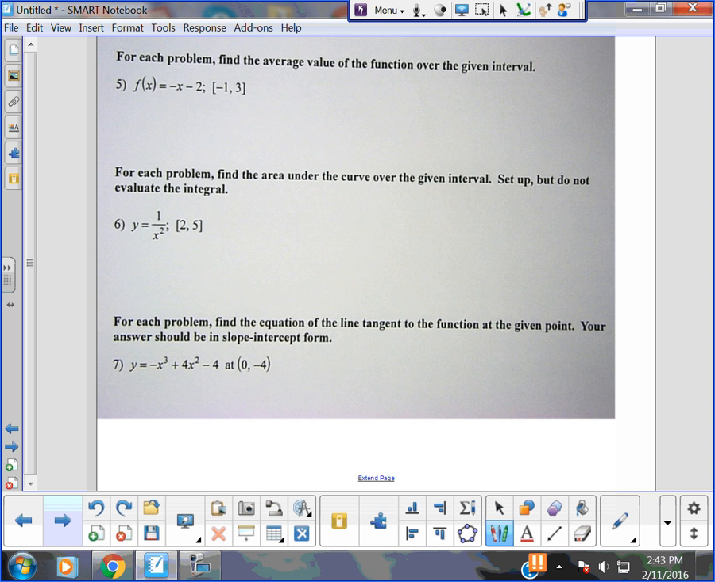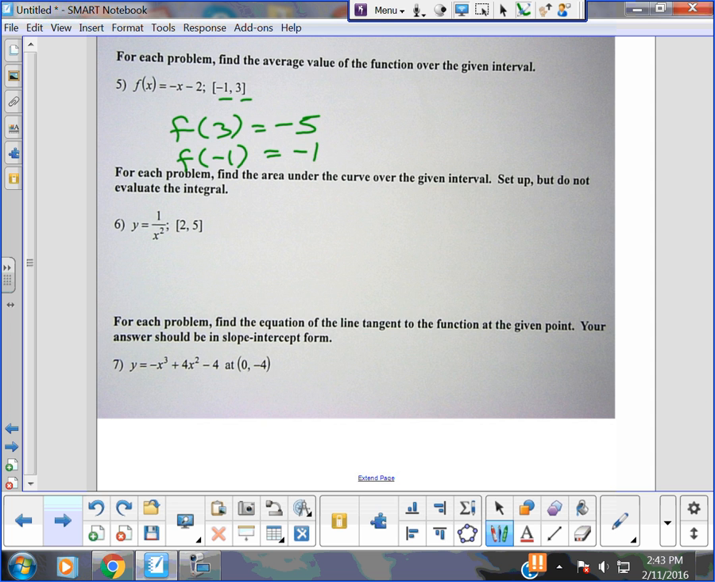For each problem, find the average value of the function over the given interval. Guys, again, once it says average value, you've got to think secant line. This is just the difference, f of b minus f of a over b minus a. This is just a slope using these points. So the first thing you're going to calculate is plug in 3, plug in negative 1. Does anybody know the answer already?